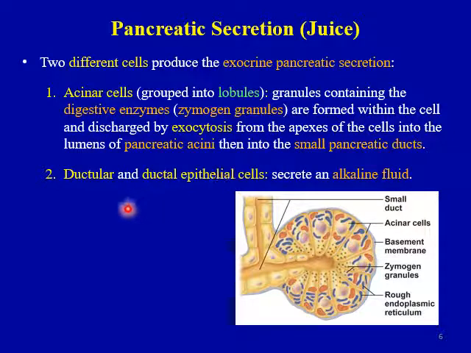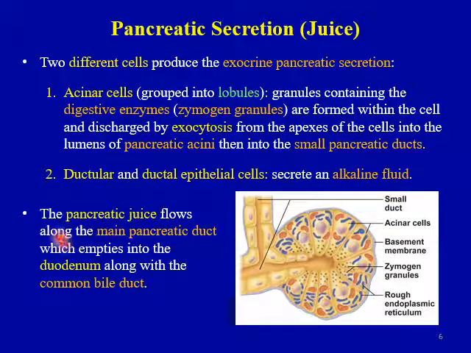The other part of secretion is released from the ductular and ductal epithelial cells. They secrete an alkaline fluid that is very rich in bicarbonate. The pancreatic juice flows along the main pancreatic duct, which empties into the duodenum along with the common bile duct that we already covered in the previous lecture.